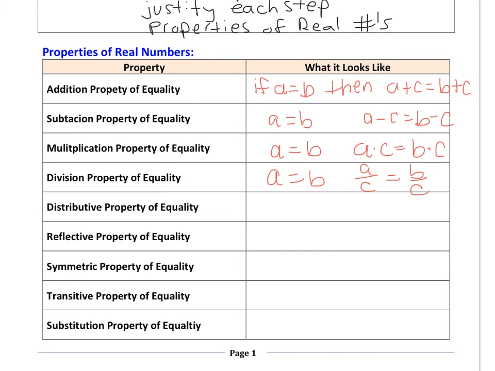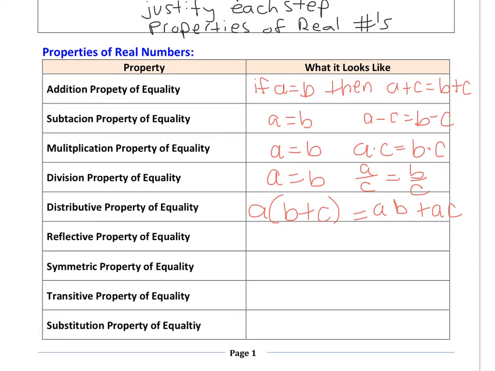Okay, distributive property of equality. That means that if we're multiplying some particular sum or even difference by a number, for example, A times the sum of B and C, I can distribute that A across each of the numbers in that sum, and that would be equal to A times B plus A times C. That's the distributive property. By the way, as we've talked about in class, the distributive property is what allows us to combine like terms, so we can also use that as justification to combine like terms.